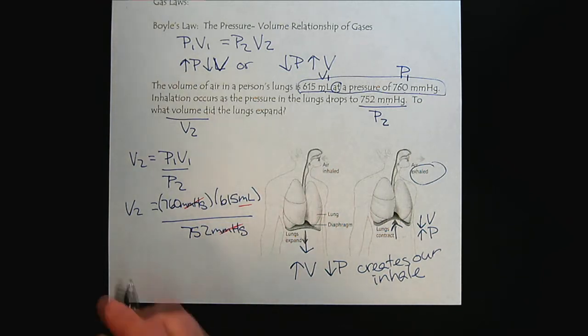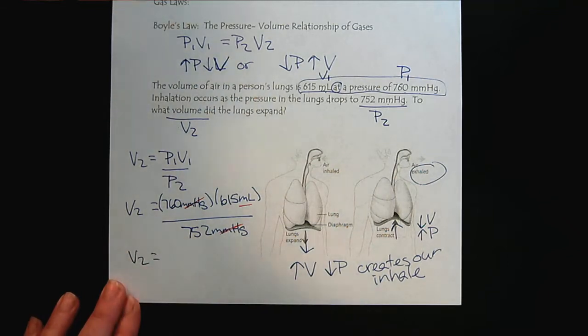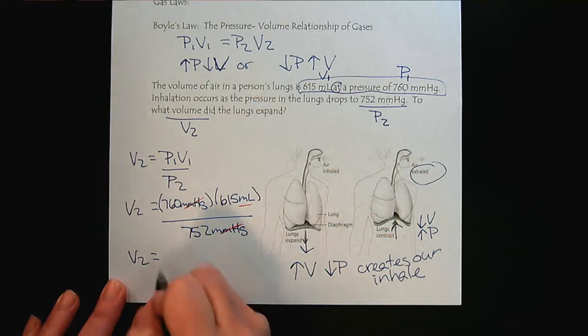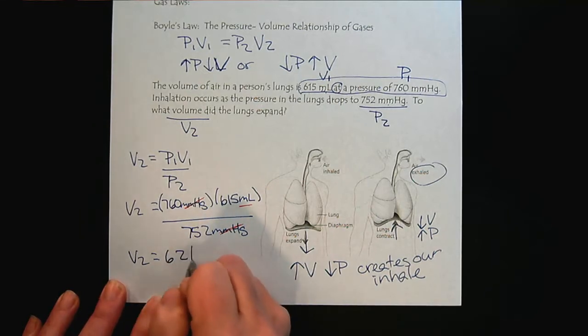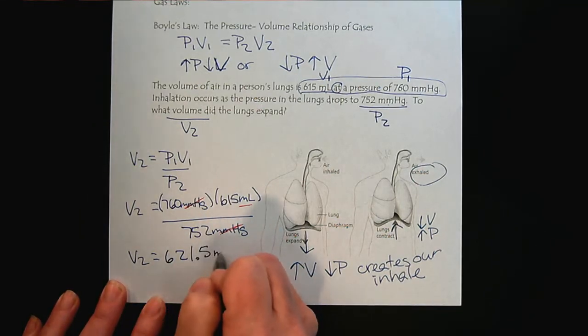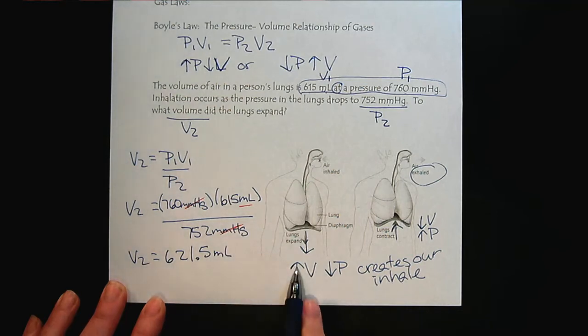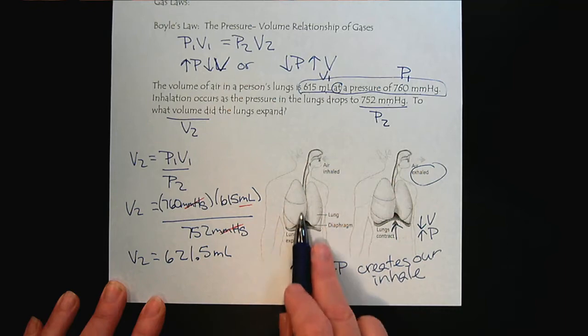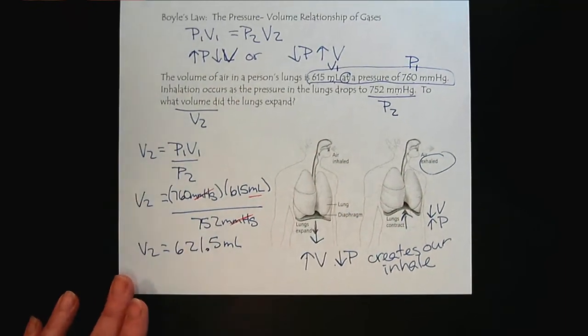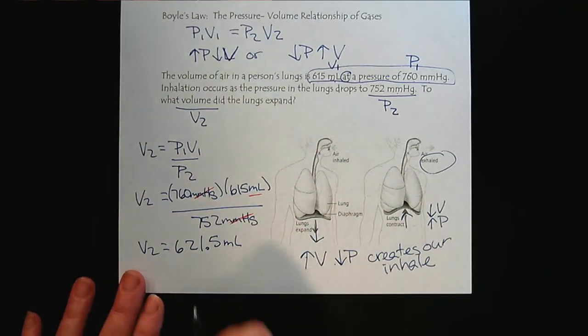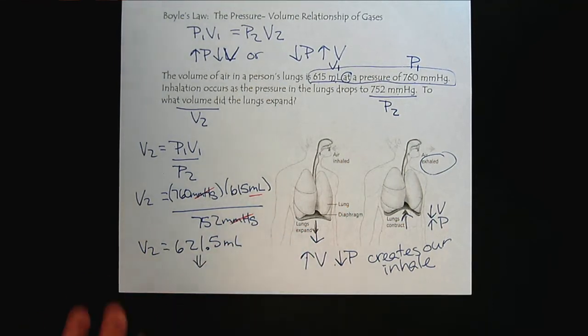Alrighty, so the volume of our lungs has increased to 621.5 milliliters, right? So as we increase the volume, we decrease the pressure, and that allowed the air to enter our lungs. And then, of course, since we're in class, the last thing we want to do is double check our sig figs.